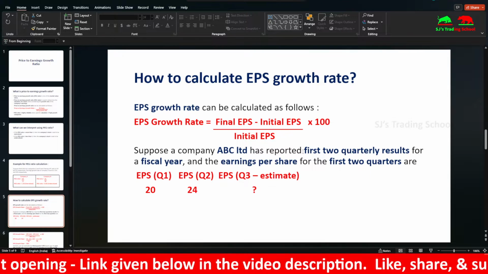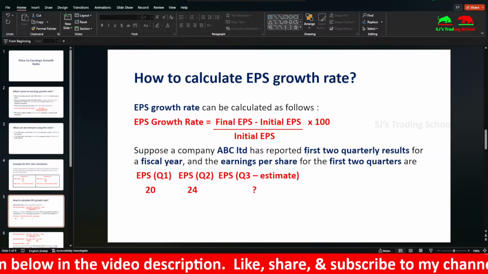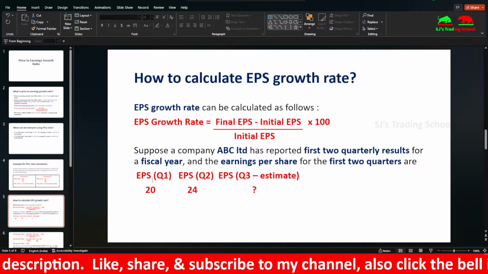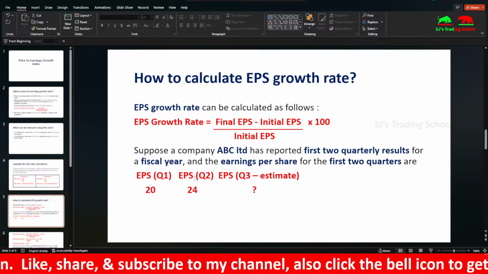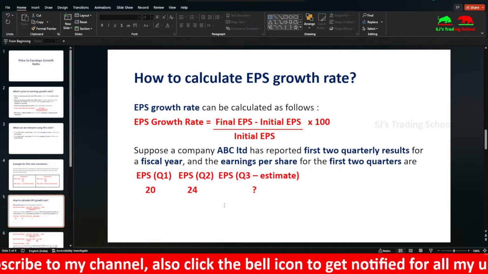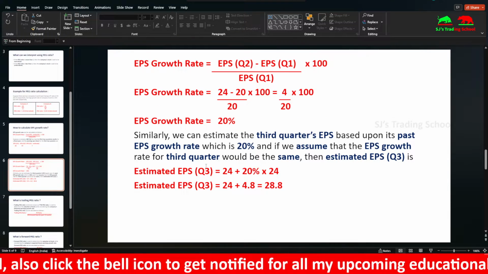ABC has reported the first two quarterly results for a fiscal year. A fiscal year means 4 quarters. So two quarterly results are released and the earnings per share are released. So EPS for quarter 1 is 20 rupees and quarter 2 is 24. So for EPS Q3, we have to estimate the value of the third quarter. So how to estimate? First we have to consider the growth rate.